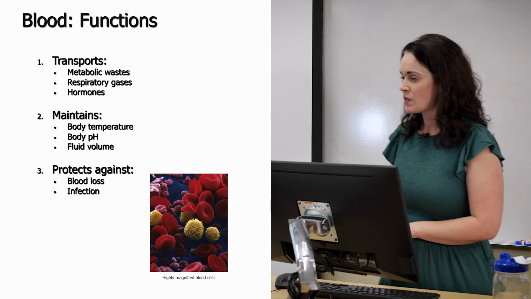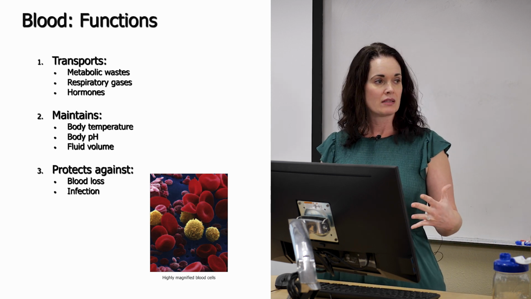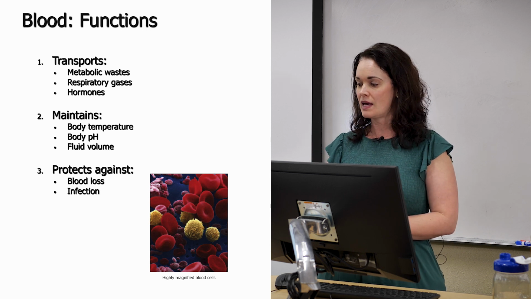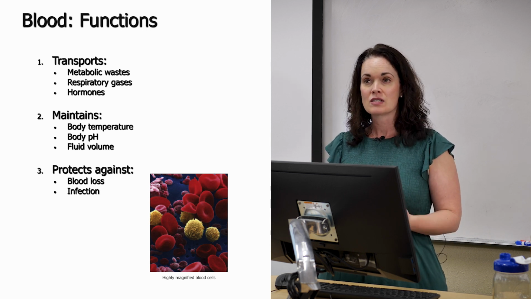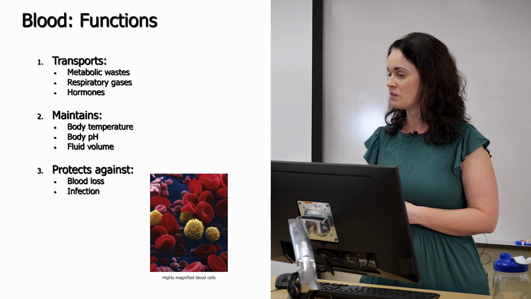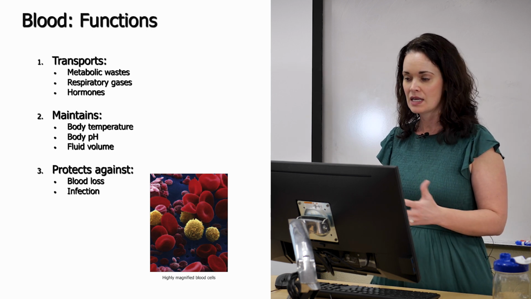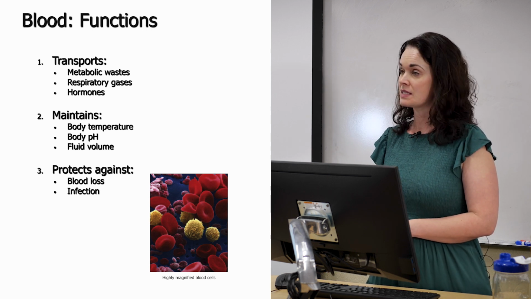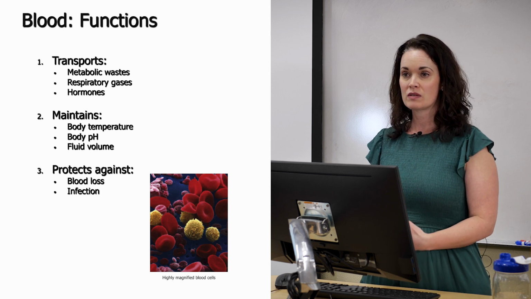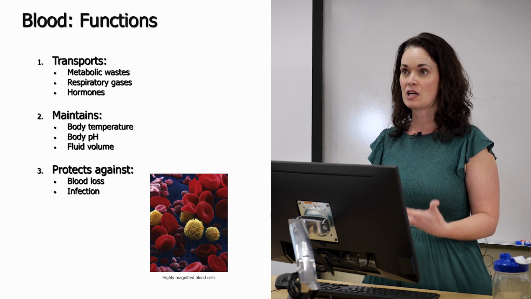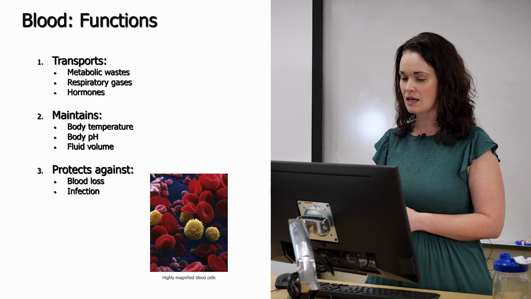There's one last kind of general function of blood, one other reason why we have it, and that is it's protective. So there are some cells in blood, they're called white blood cells. They are a part of the immune system, and they are really important for fighting against infection and helping us to be able to stay healthy.